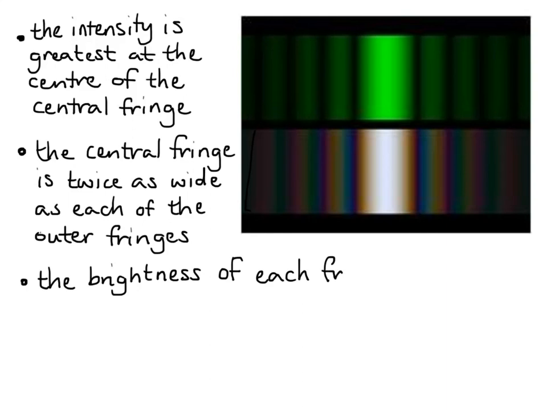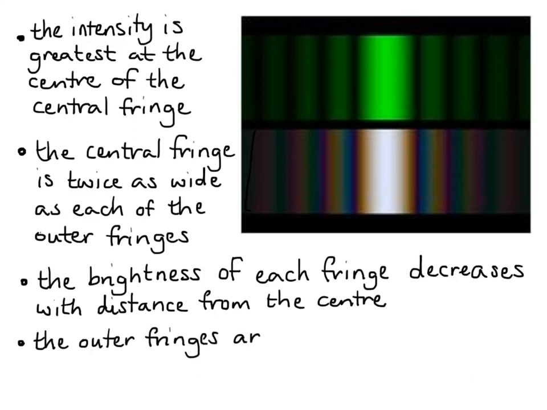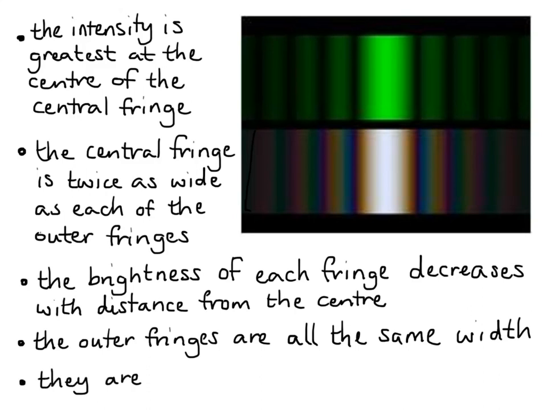The brightness of each of the fringes decreases as you go further from the middle, from the central one. The outer fringes are all the same width, but remember, half as big as the middle one. And they're much dimmer, so you do usually only see them when you've got a really bright light like a laser.